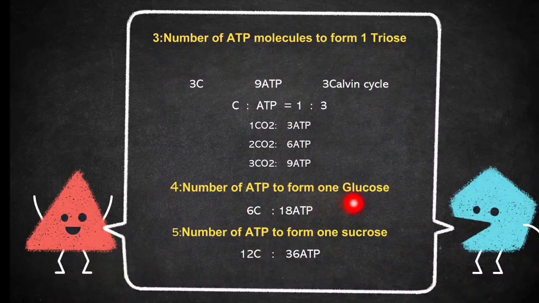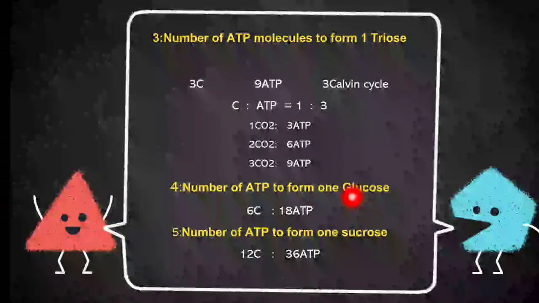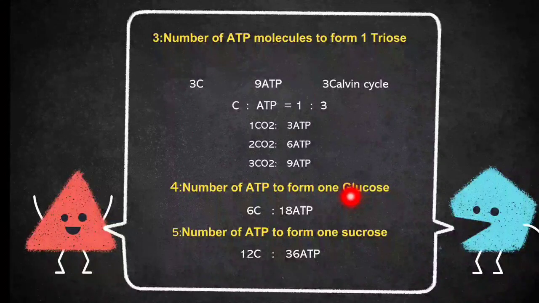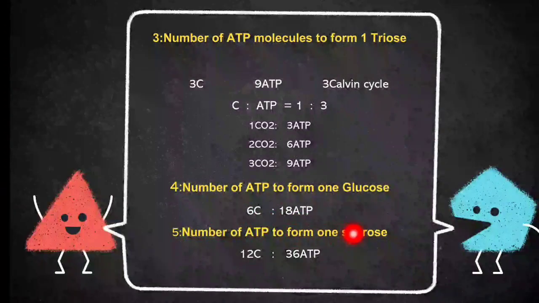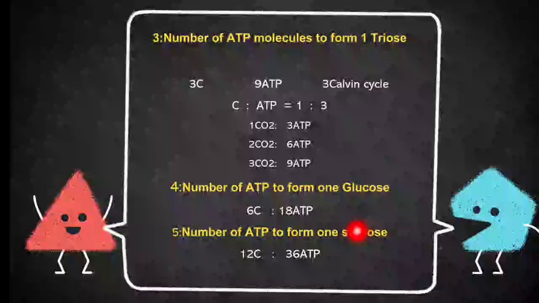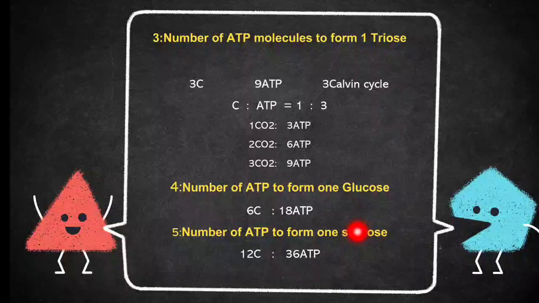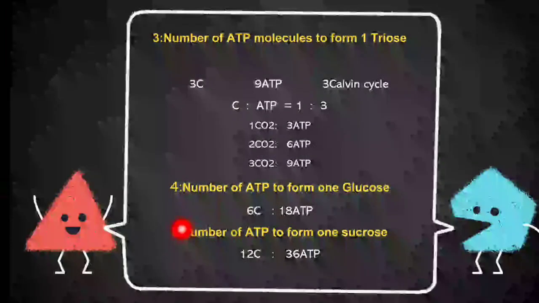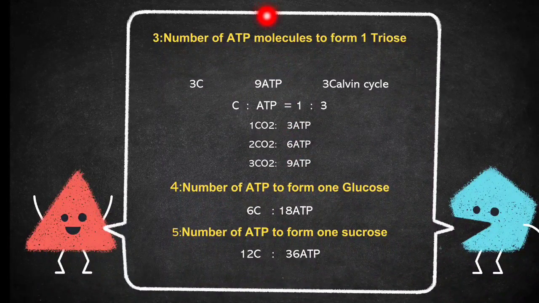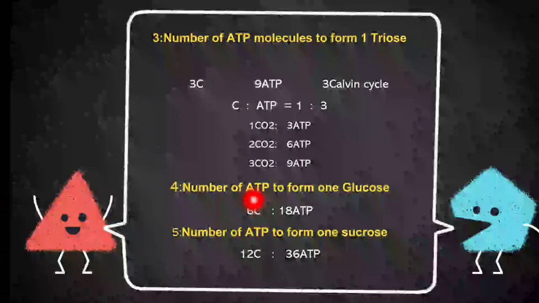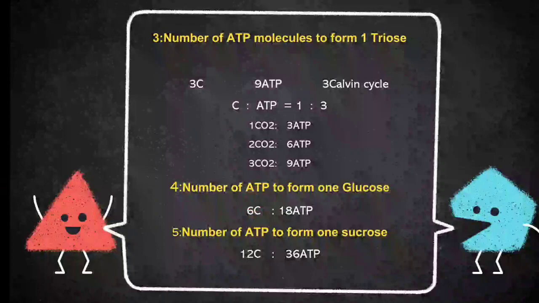Next question is the number of ATP to form 1 glucose. So in glucose, how many carbons are there? 6 carbons are there. ATP required will be triple of it. So you will just multiply 6 by 3. So 6 3s are 18. Now the number of ATP to form 1 sucrose. In sucrose, there are 12 carbons. So you will simply multiply 12 with 3 because 3 ATP are required for 1 carbon. So 36 ATP will be required for 12 carbons. Got it? So if you have to find the carbon and ATP ratio, simply multiply the number of carbon atoms with 3. You will find the number of ATP molecules in this way.